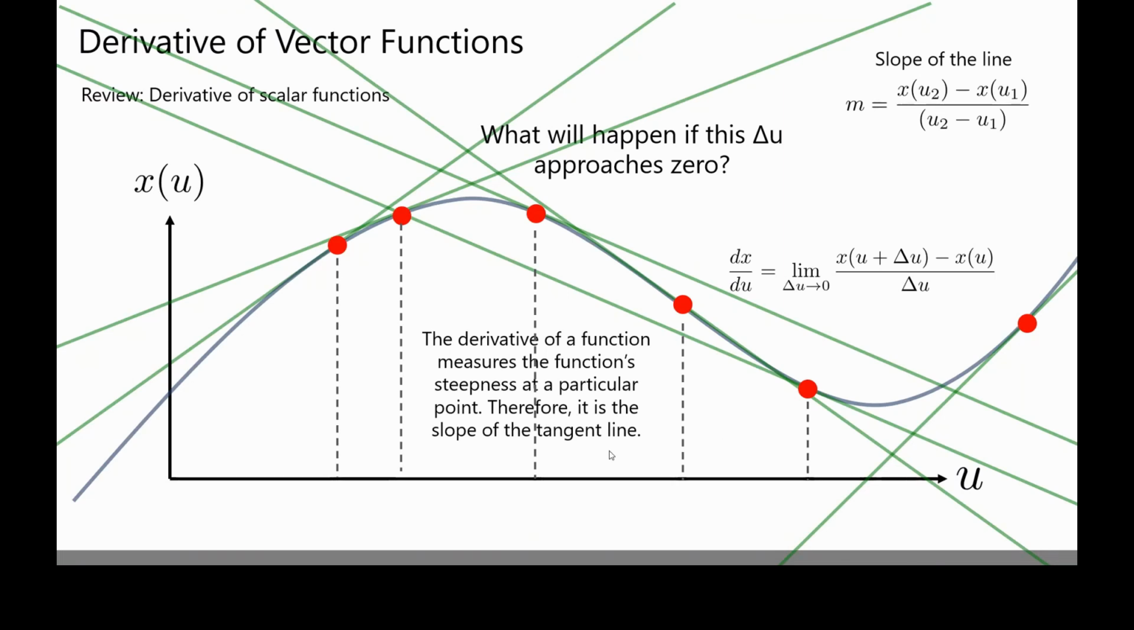So for derivatives, all of these green lines are tangent to the curve. Let's say find the derivative at this point. Let's say u1, and u2, u3, and so on.